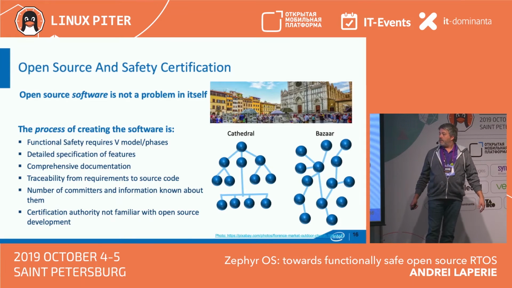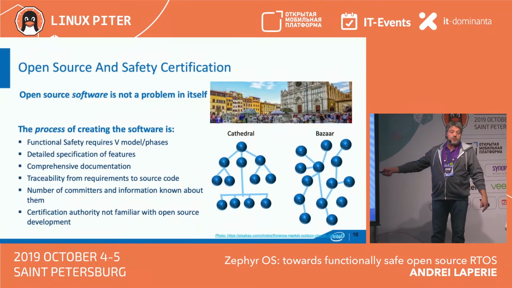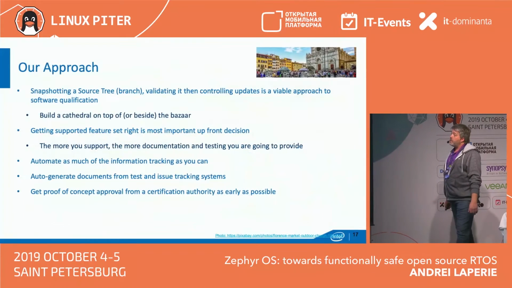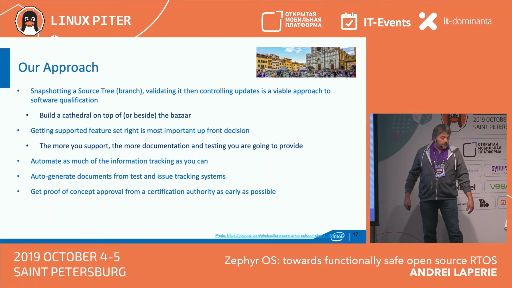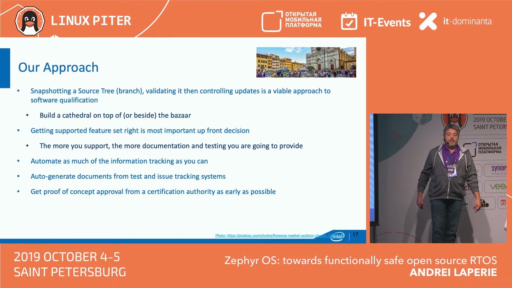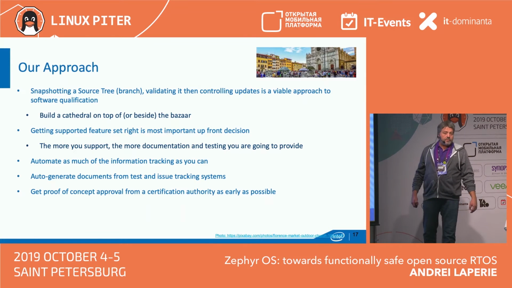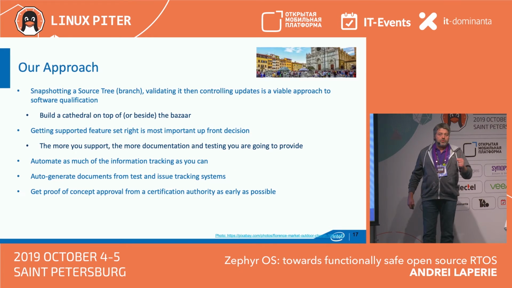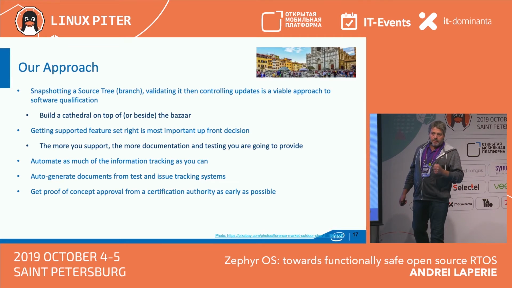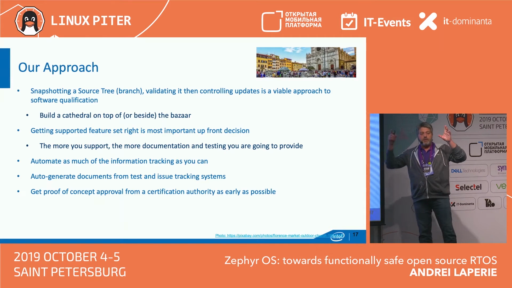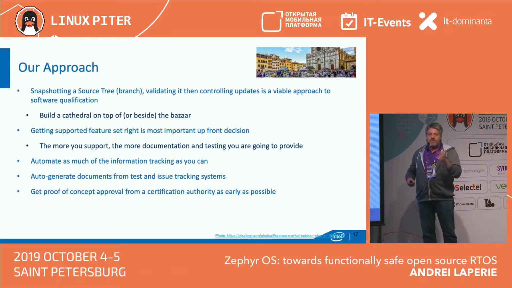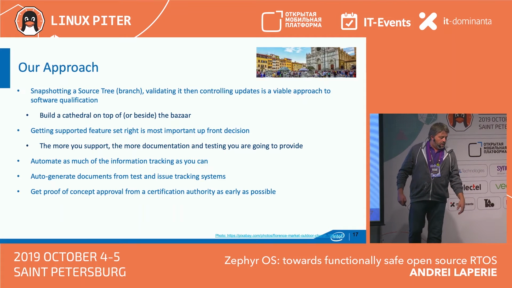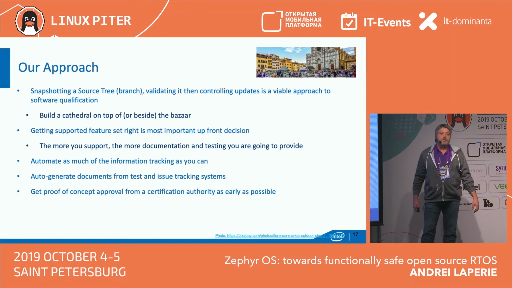Everything should be known about the committers and those who are certifying, and the certification authority is not well familiar with the way open source is developed. We are going to create a standalone branch which we call auditable. I'll tell you about it later on. Major work will be in this branch. It will not be a fork, it will be a branch updating from master Zephyr in a regular way.